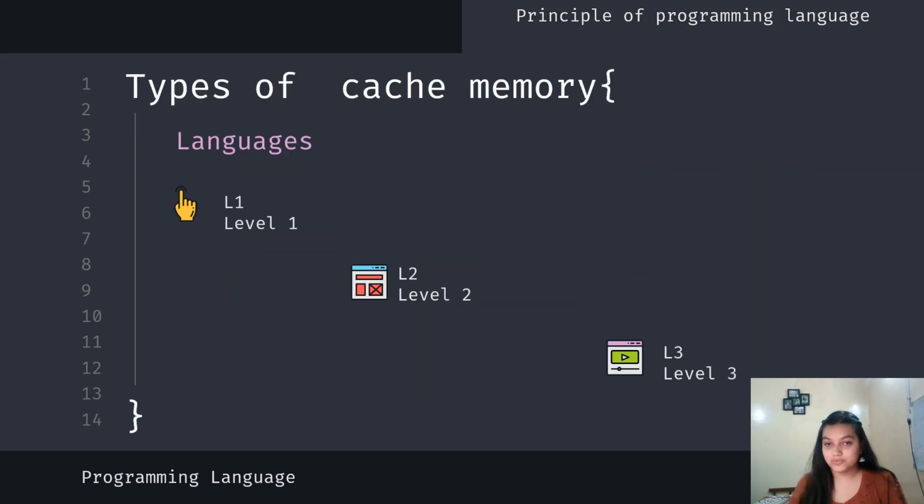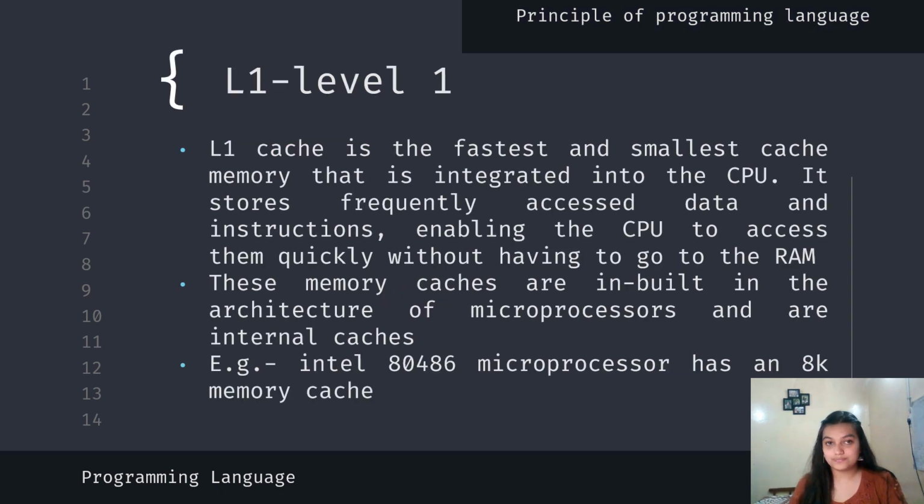Moving on to types of cache memory, we have L1, that is level 1, L2, level 2, and L3. Talking about L1, level 1, L1 cache is the fastest and smallest cache memory that is integrated into the CPU. It stores frequently accessed data and instructions, enabling the CPU to access them quickly without having to go to the RAM. RAM again stands for random access memory. These memory caches are built into the architecture of the microprocessor and are internal caches. For example, the Intel 80486 microprocessor has an 8K memory cache.